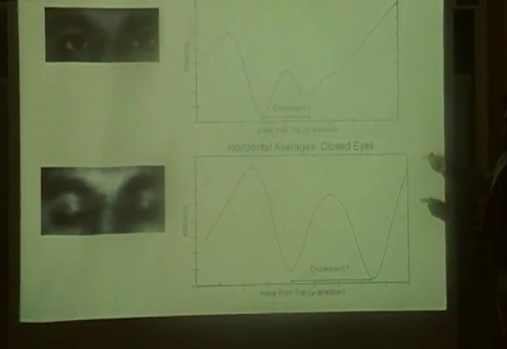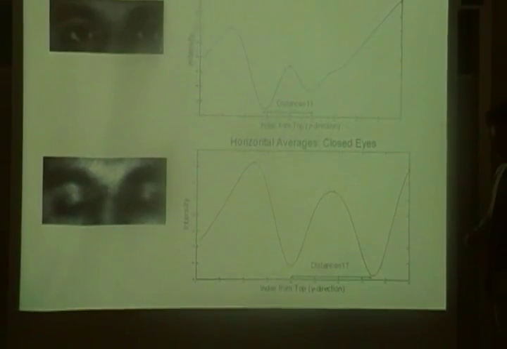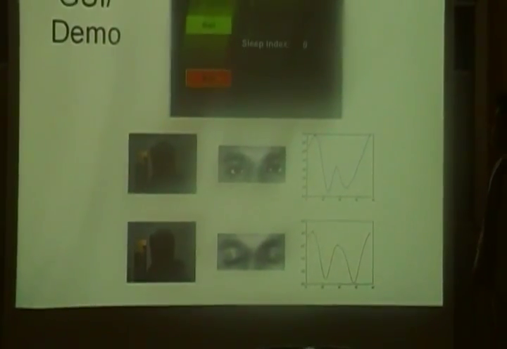So what we do to figure out if it's closed is we just take the difference between those 2 distances, compare it to a threshold, and now you know if your eyes are open or closed.